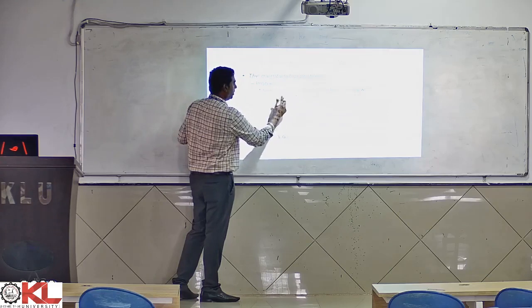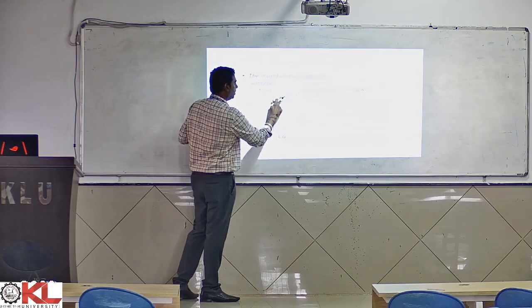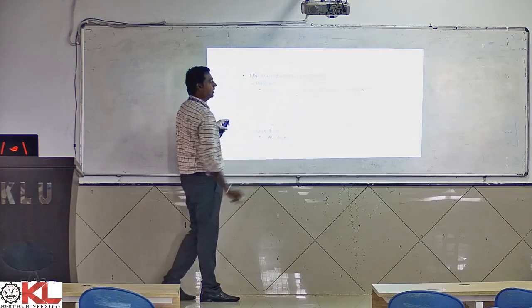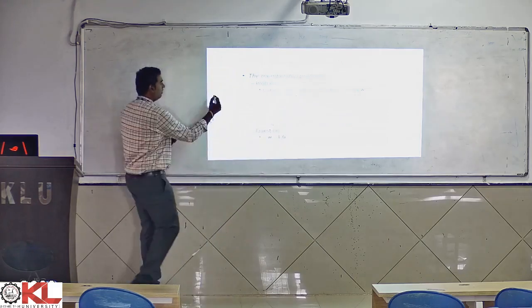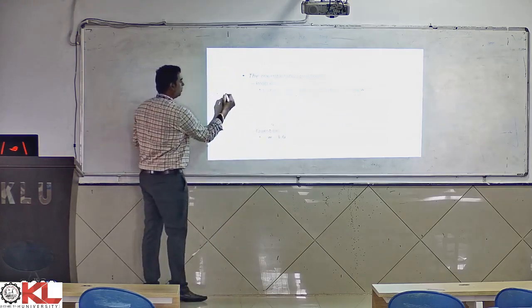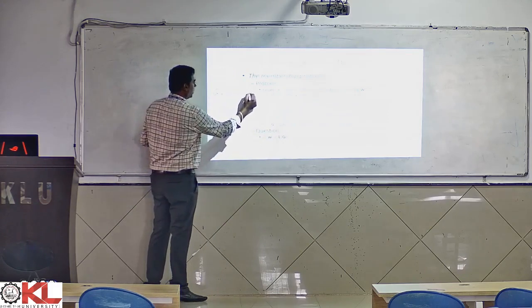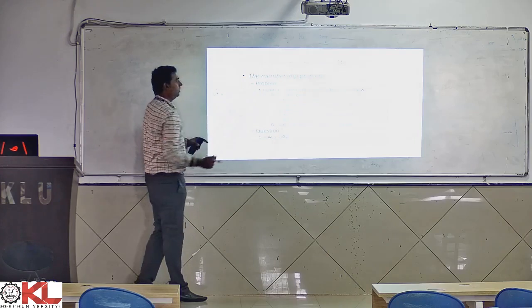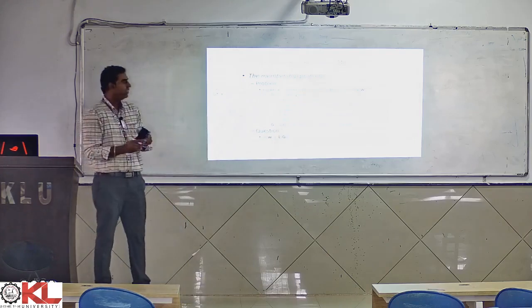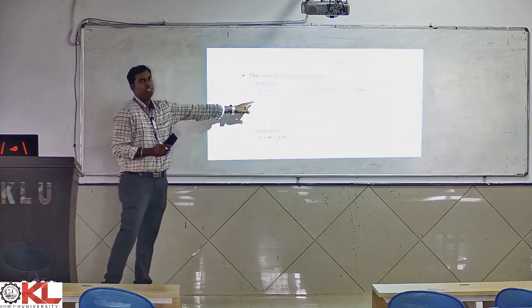Next one is V belongs to the non-terminal, and epsilon belongs to the terminal. So grammar consists of four things. We can say non-terminal, terminal, production rule, and start symbol. So it consists of these four main components.